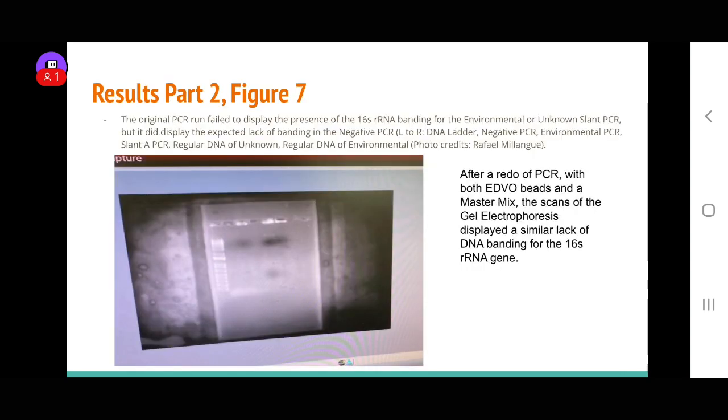The original PCR run did fail to display the expected banding in the wells that contained the environmental and even the unknown PCR. The banding for a fragment of the 16S rRNA gene that would have been around 1,400 base pairs long was not present, even though it was expected if PCR was successful.